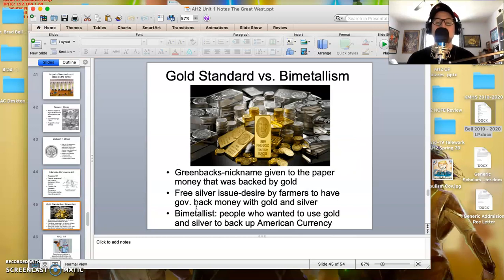Bimetallism was something that the populists wanted so that both gold and silver would back up the dollar. Greenbacks were what they called paper money. I just want to inform you that silver never backed up the U.S. dollar. So in that regard, the populists and the farmers out west didn't get what they wanted.